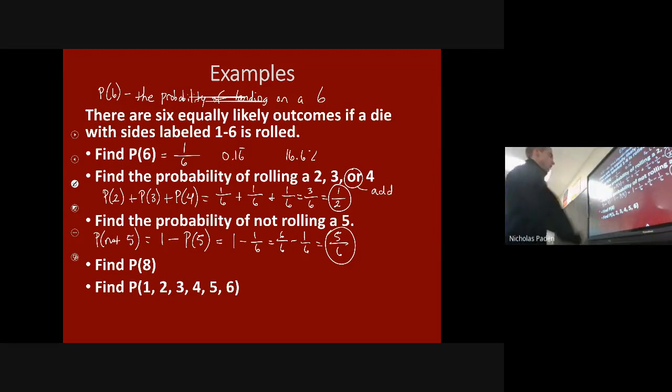The probability of rolling an 8. Well, it's a 6-sided die, so the probability of rolling an 8 is impossible. That is never going to happen. And so that would be 0.